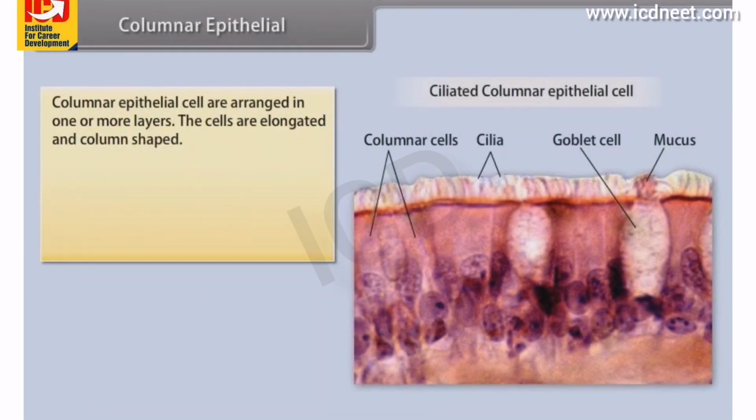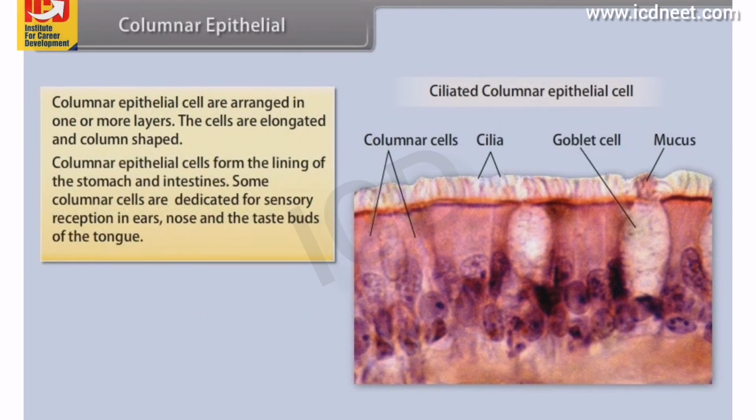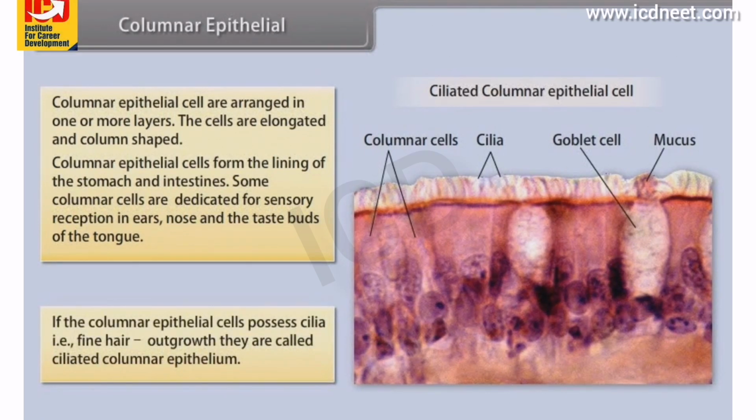Columnar epithelial. Columnar epithelial cells are arranged in 1 or more layers. The cells are elongated and column-shaped. Columnar epithelial cells form the lining of the stomach and intestines. Some columnar cells are dedicated for sensory reception in ears, nose, and the taste buds of the tongue. If the columnar epithelial cells possess cilia, that is fine hair outgrowth, then they are called ciliated columnar epithelium.